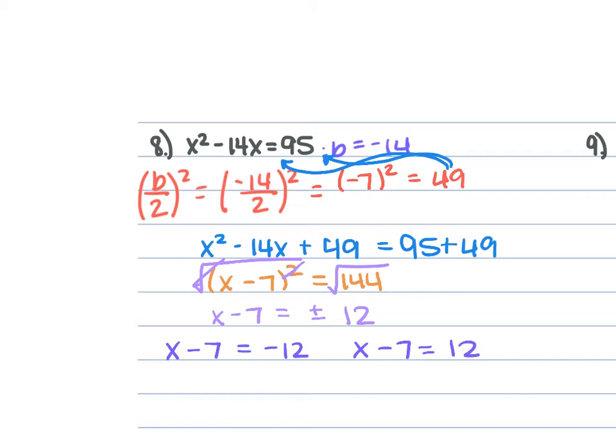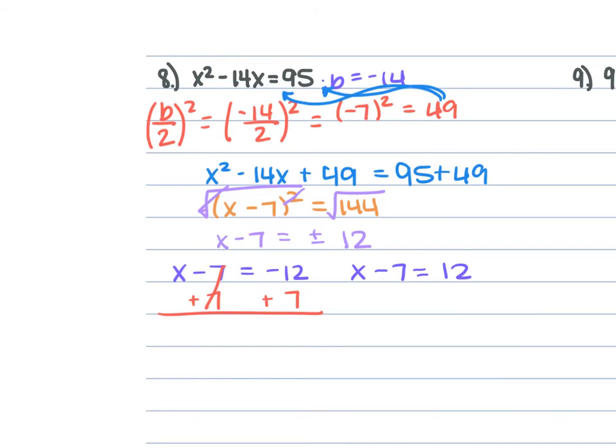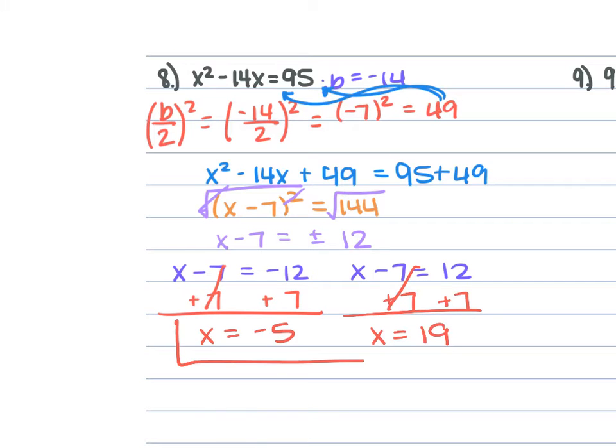From here, we're going to add that 7 to both sides. So we're going to have negative 12 plus 7, which gives us negative 5. So x is equal to negative 5. And then we add that 7 to the other one. We get that x is equal to 19. So negative 5 and 19 are our solutions for this one.